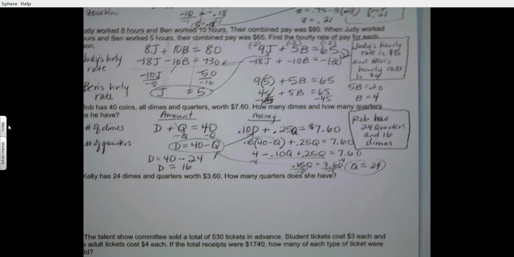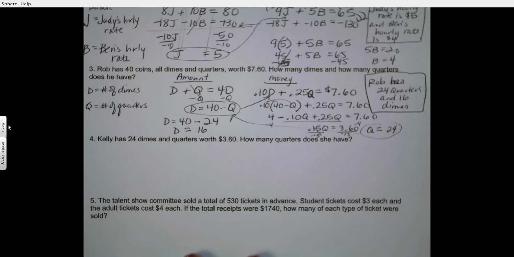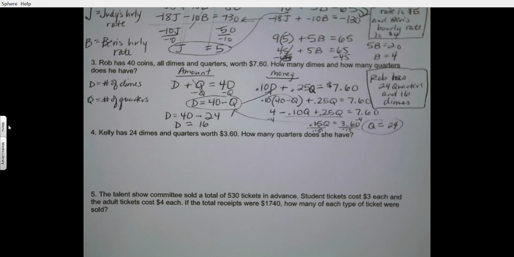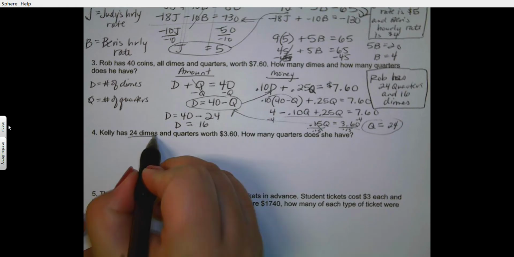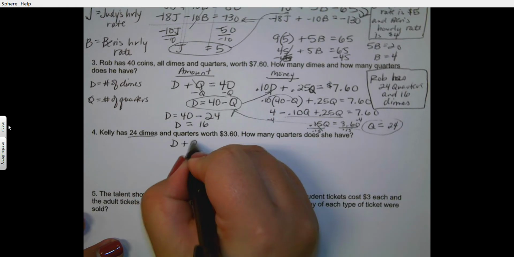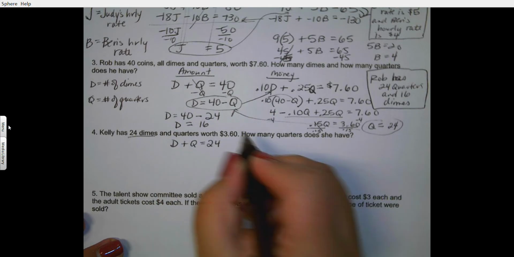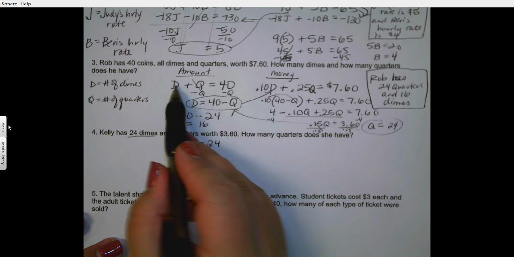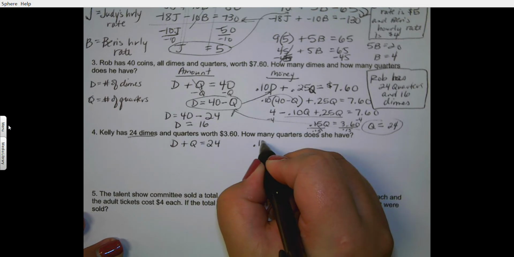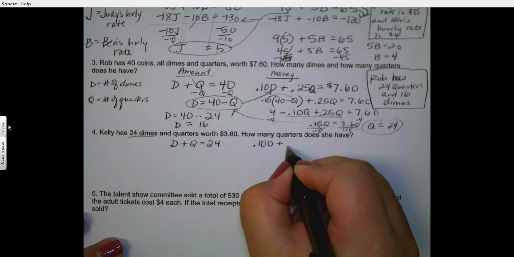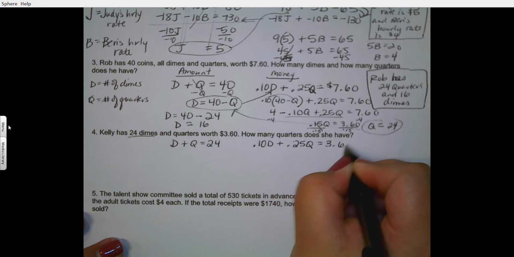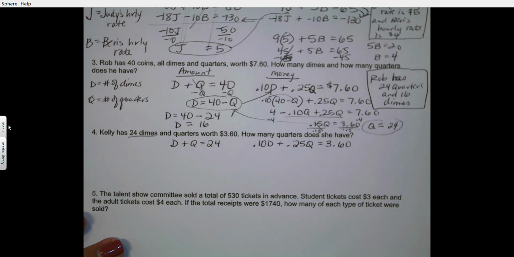Okay, let's try another one. Kelly has 24 dimes and quarters worth $3.60. So she has an amount of 24 total. So she has dimes plus quarters is equal to 24. That's your amount. Then you have the money equation, which is 10 cents per dime plus 25 cents per quarter. And that's a total of $3.60.